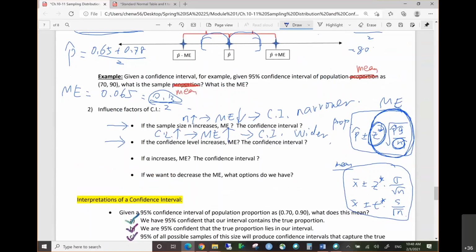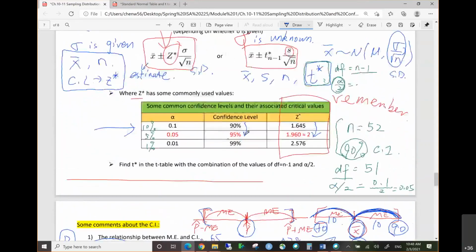right? Okay, the other way. What if your alpha increases? Still remember what alpha is? Alpha is the opposite level of the confidence level, right? So if the confidence level is 90%, that means your alpha will be 10%. If your confidence level is 95%, your alpha will be 0.05, which is 5%, right?